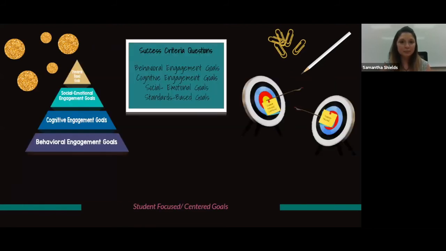Okay, and so what I have for you here is, in my head, if we know the different types of engagement goals or prerequisite goals that our students need in order to be fully successful with their standards, and we have some success criteria to kind of guide us through that.